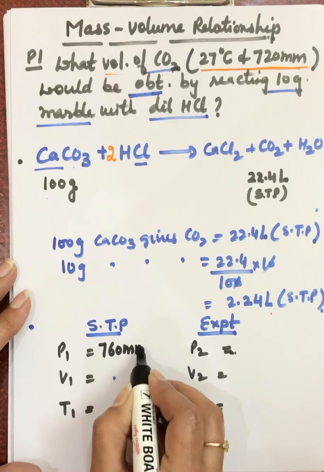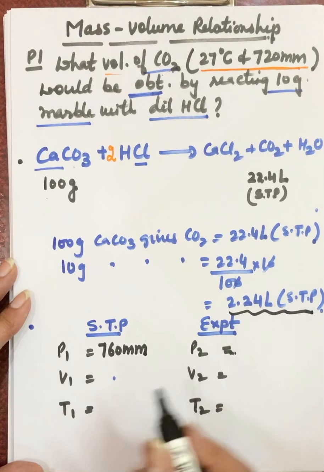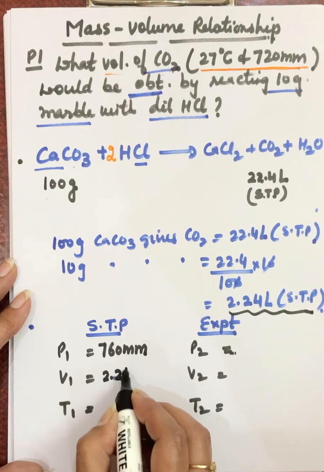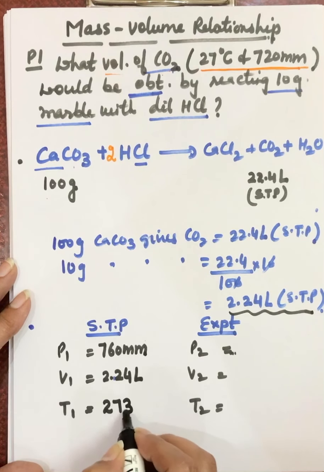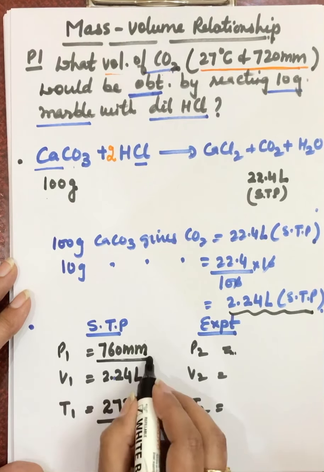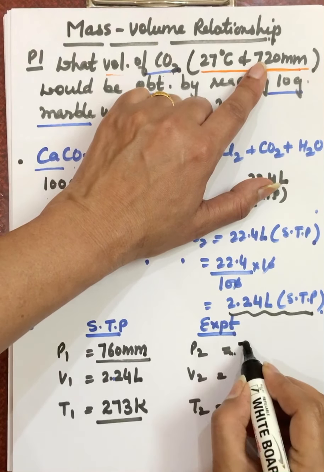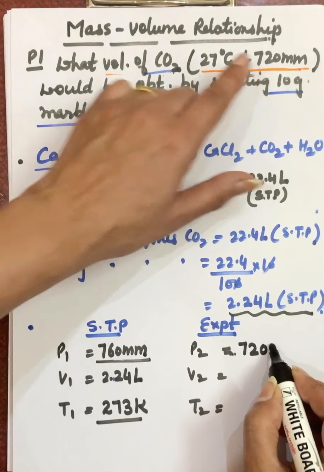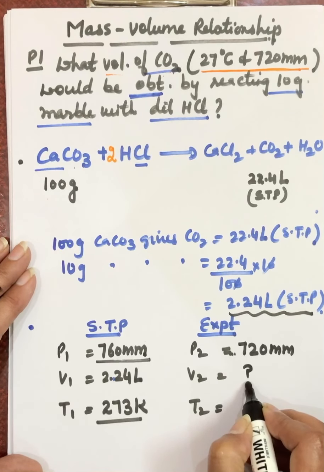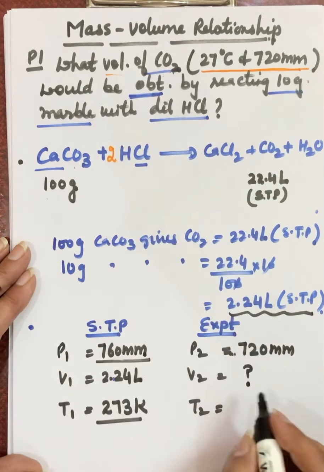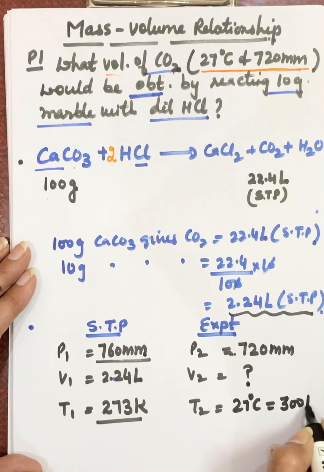Now STP pressure is given here in millimeters, so this also we are taking in millimeters. 760 millimeter is STP pressure. STP volume we have calculated here, that is 2.24 liter. And STP temperature is always 273 Kelvin. These are fixed. Experimental pressure, under which we have to find out the volume of carbon dioxide, is 720 millimeter. This experimental volume we have to find out. And temperature is 27 degrees Celsius. Change it to Kelvin. This becomes 300 Kelvin.